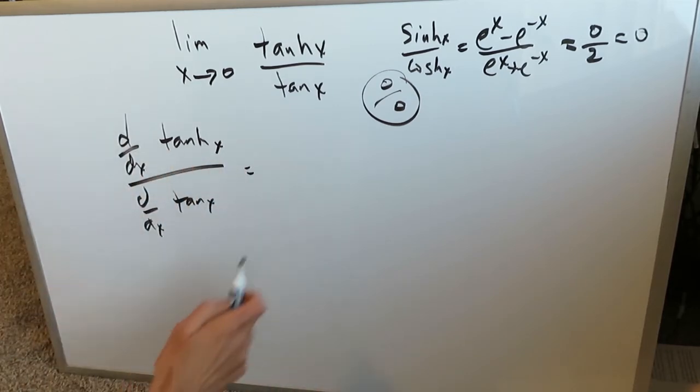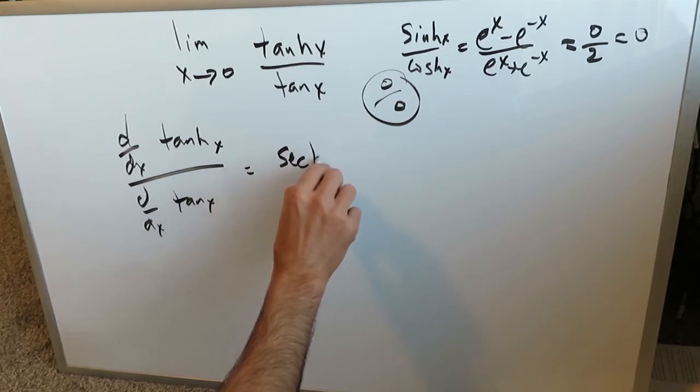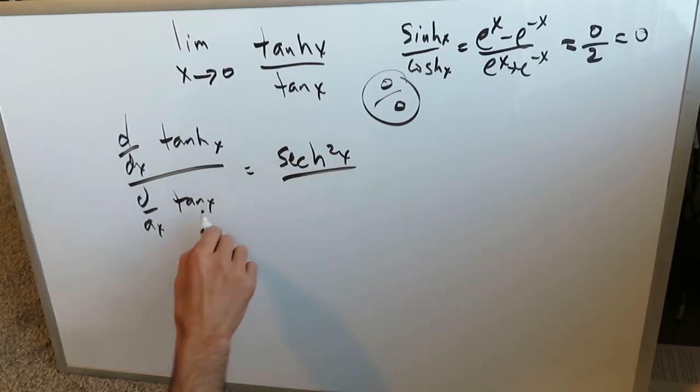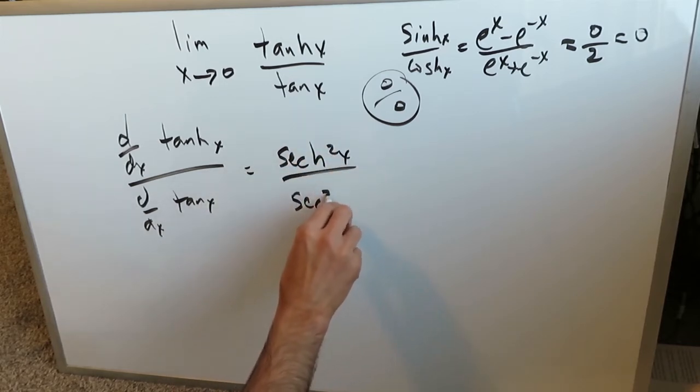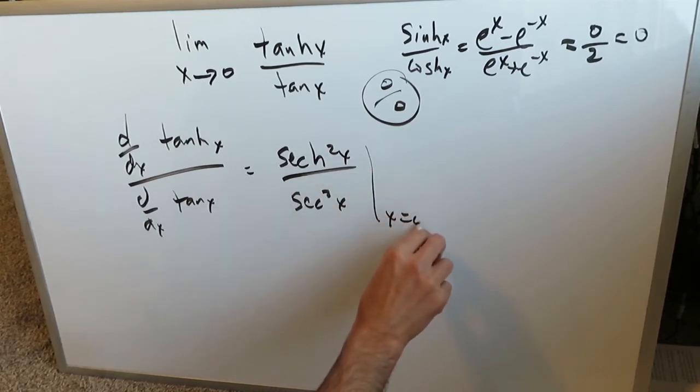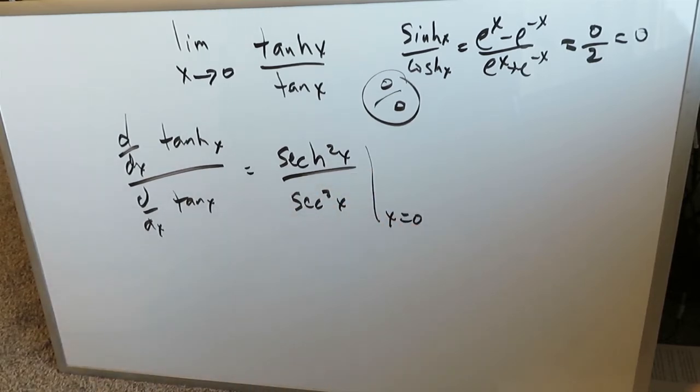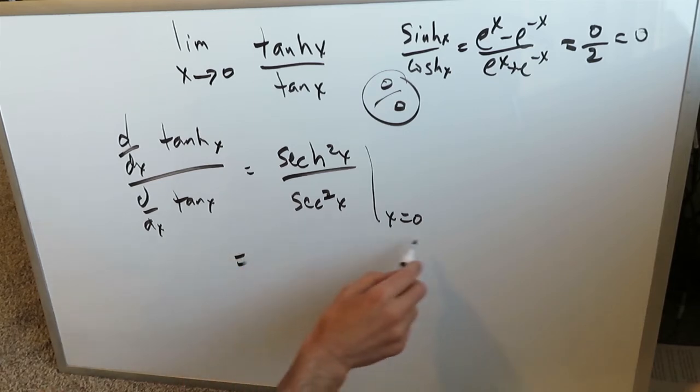The derivative of tanh x, if I remember correctly, is sech squared x. The derivative of tan x is sec squared x, and x is equal to 0. I'm just going to look at my reference sheet over here to make sure the derivative of that hyperbolic is correct, and it is. Now you basically have to run the zeros over here, the 0 value in place of this.